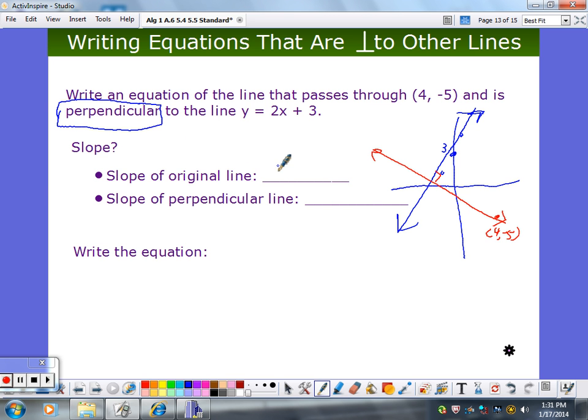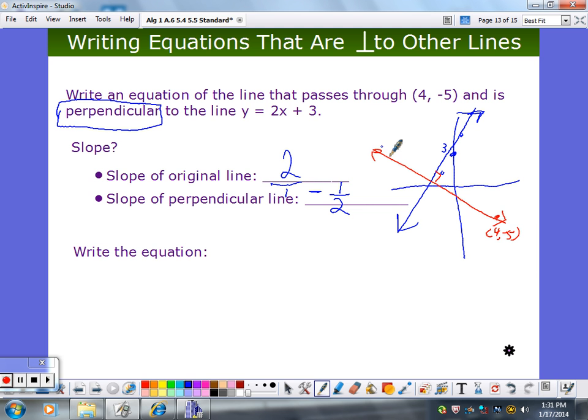What is the slope of the original line, Jerry? 2. y equals mx plus b, m is 2. So what's the slope of the perpendicular line? Raise your hand now. Ishan, what is going to be the slope of that perpendicular line if the original line is 2? Well, negative. It has to be opposite. What else has to be opposite? What's a reciprocal? Turn it upside down. Right, so it's 2 steps: change the sign, turn it upside down. Great. Now what do I do?